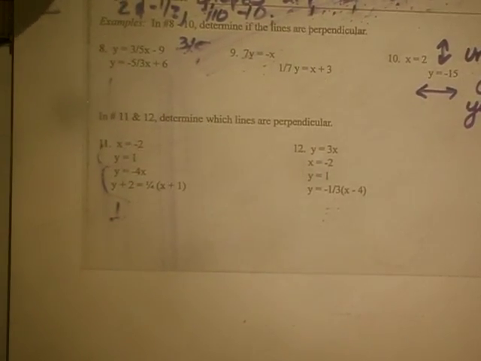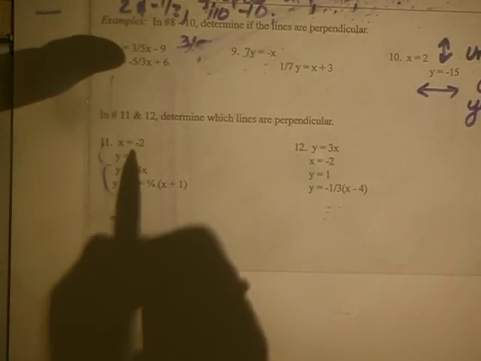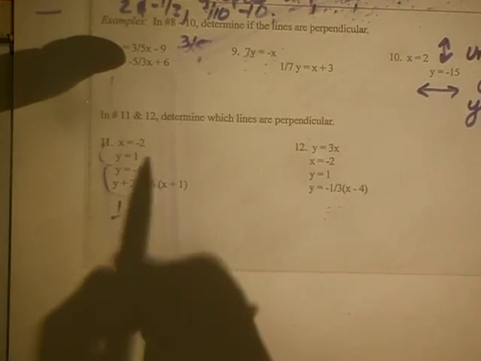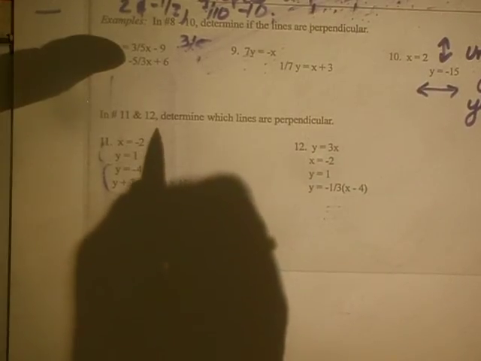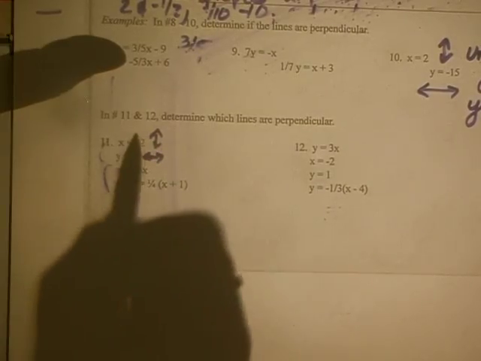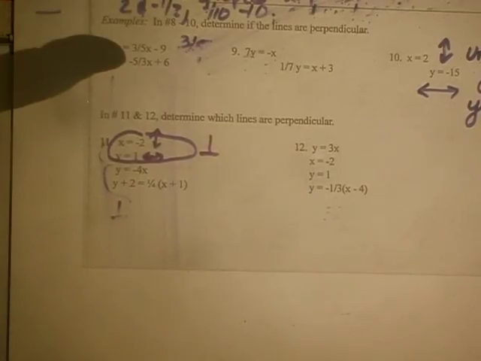Question number 11 asks us to determine which two lines are perpendicular. First two are just like number 10. X equals is a vertical line. Y equals is a horizontal line. So those two will be perpendicular.